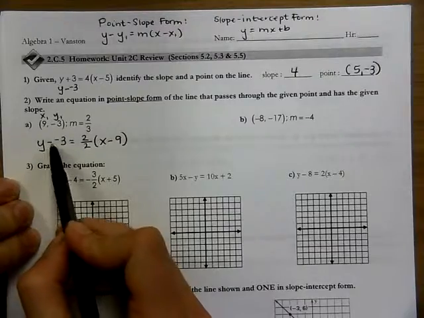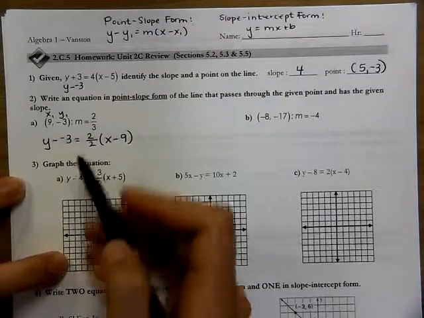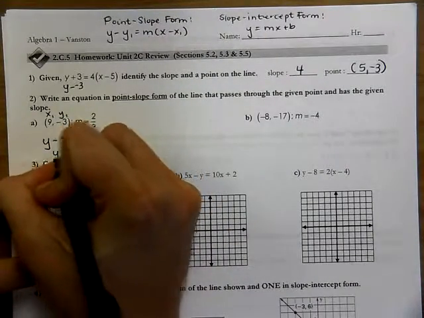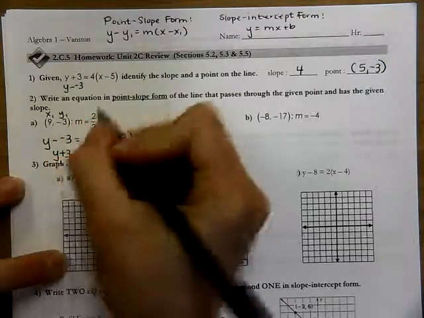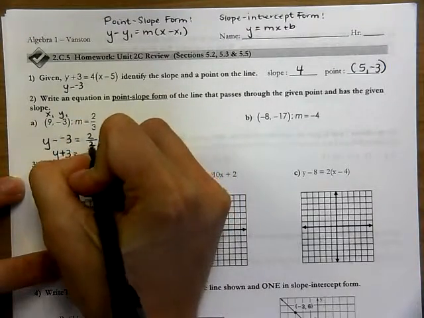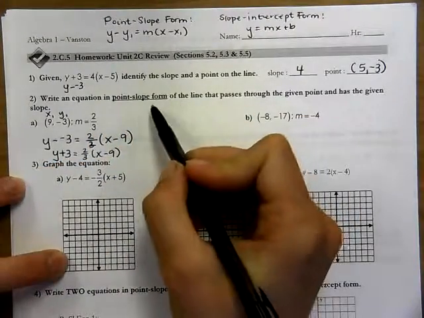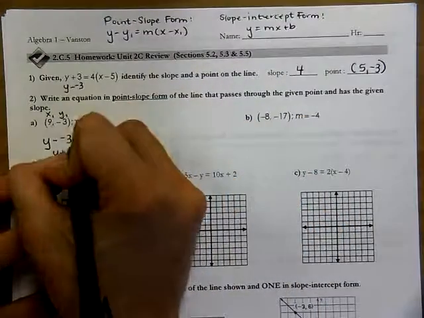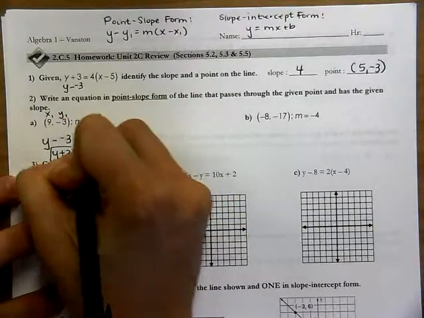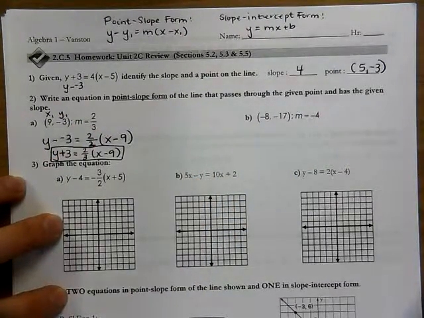I'm not going to leave my final answer as y minus negative 3, because minus a negative 3 is really plus 3. So we have y plus 3 equals 2/3 times x minus 9. It asks for the equation in point-slope form, so I am finished. I do not need to convert this to slope-intercept form.